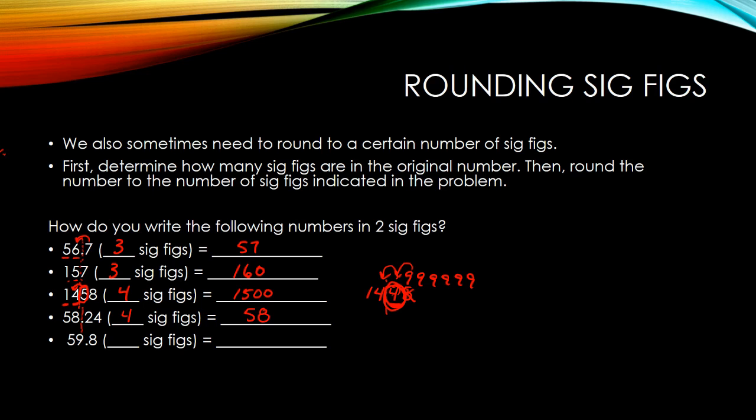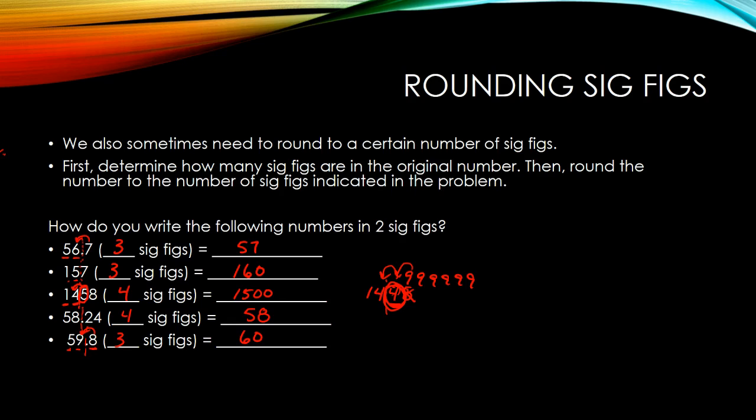And then finally, our last example here, we got 59.8. And so with 59.8, this is 3 sig figs. And so as we work on rounding to 2, we keep the 5, we keep the 9, the 8 gets left off. And so the 8 is going to cause the 9 to round up.